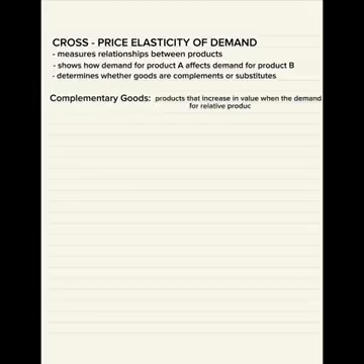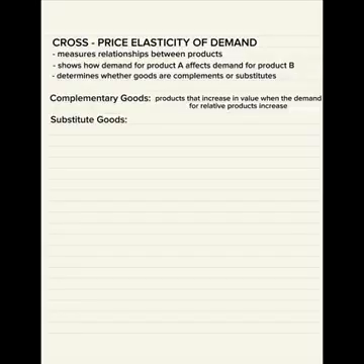Complementary goods are products that increase in value when the demand for relative products increase as well. For example, if the demand for cell phones were to increase, then the demand for cell phone chargers might also increase. Substitute goods are similar products that a consumer may use for the same purpose. Some examples of these include when customers choose In-N-Out over McDonald's or Starbucks over Dunkin' Donuts.